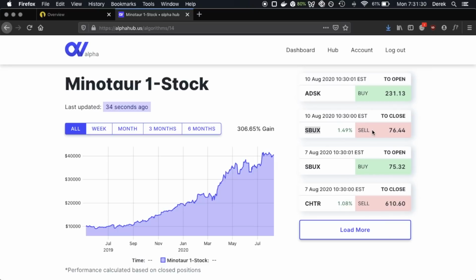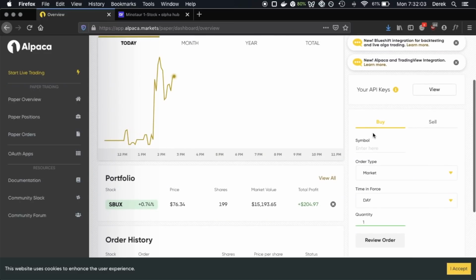It tells you what type of trade to make, either sell or buy, and the price you should sell or buy that position at. So for the purposes of this, I'm just going to put in a close order for my Starbucks position of 76.44, and in this case it's telling me to open by buying, so opening a long position on ADSK at 231.13. So I'm going to put both of those orders in now over here.